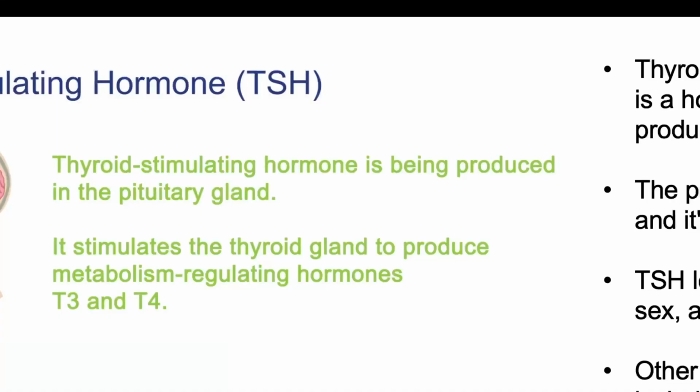Now, what is this TSH? Thyroid stimulating hormone, TSH, is produced in the pituitary gland. It stimulates the thyroid gland to produce metabolism regulating hormones T3 and T4. So, thyroid stimulating hormone from the pituitary is a signal for the thyroid gland to actually start producing T3 and T4. Thyroid stimulating hormone controls the production of thyroid hormones.